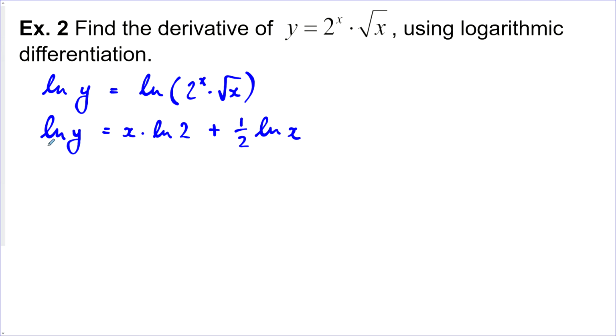So the derivative on this side is always 1 over y times y prime. The derivative of this is just the natural log of 2. And the derivative of this is 1 over 2x.